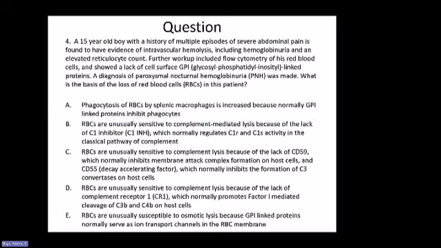All right, last one. A 15-year-old boy has multiple episodes of severe abdominal pain, intravascular hemolysis and hemoglobinuria, and a diagnosis of PNH was made. What's the basis of loss of RBCs in this patient? So it involves the decay accelerating factor. Choice C, the decay accelerating factor, is correct. That's defective, and that leads to PNH.